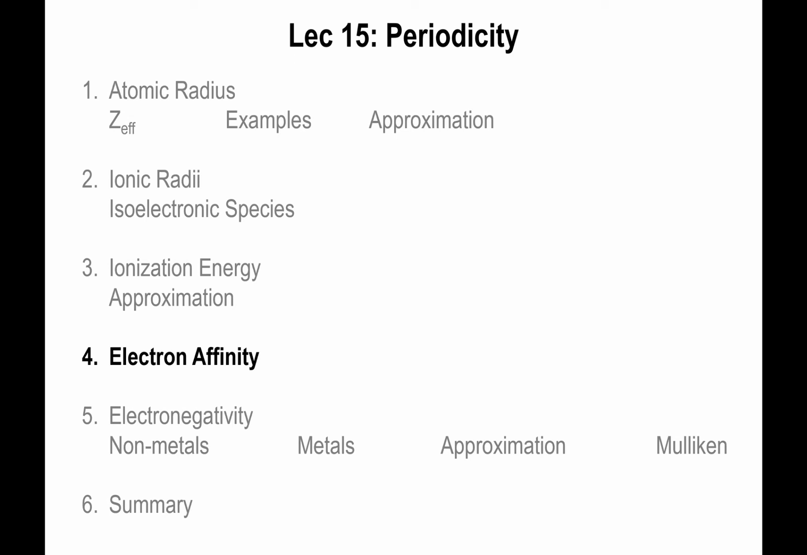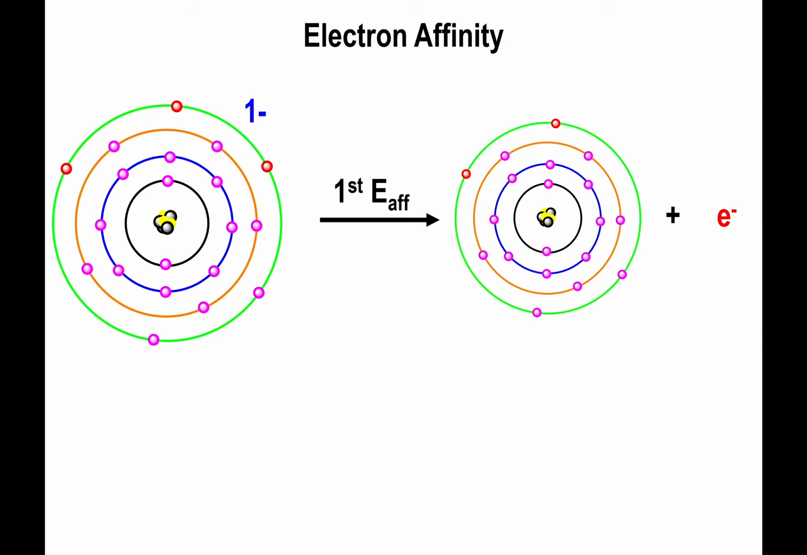Electron affinity. The definition of electron affinity is very similar to that of ionization energy. This is also the energy required to remove electrons from an ion, but this time around we are removing electrons from an anionic ion. And in the case of the first electron affinity, we're removing an electron from the negatively charged anion, yielding the neutral atom.